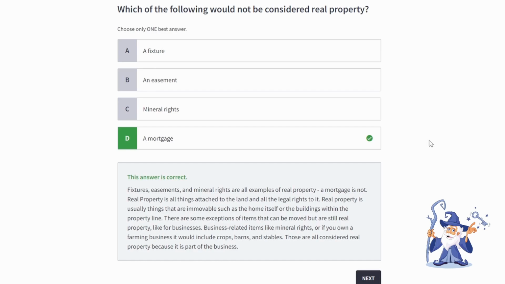But there are exceptions of things that can't be moved, or I'm sorry, they can be moved. But like stuff for businesses, business related items, or like mineral rights. Mineral rights are like underneath the ground. They technically can be moved. But again, that would be an example of real property. Yeah, but a mortgage would not.